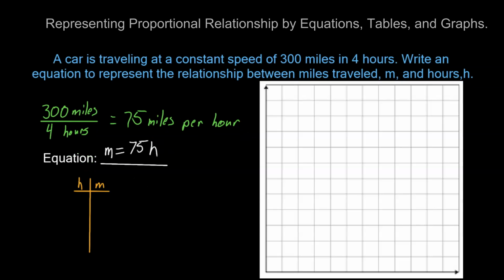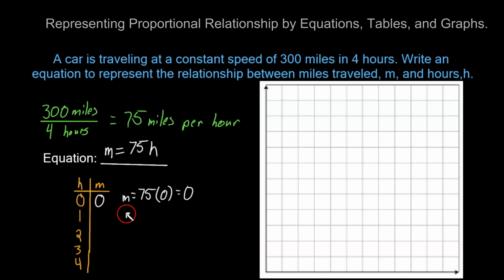Now that we've got our equation, we can fill out a table in order to graph this equation. h is hours and m is miles. Let's fill out 4 different points here: after 0 hours, 1 hour, 2 hours, 3 hours, and let's throw a 4th hour on there. To fill out the rest of this table, m is equal to 75h. We're trying to find m when h is equal to 0, so we substitute 0 in for h. 75 times 0 is 0, so we get 0 right there.